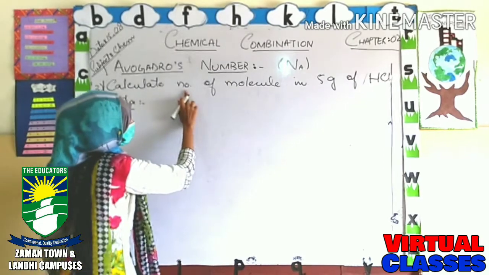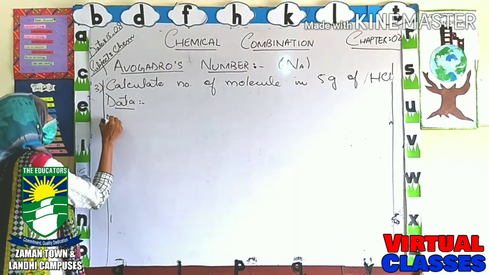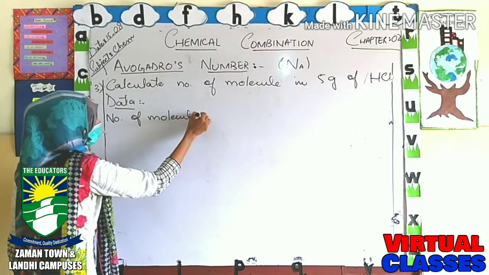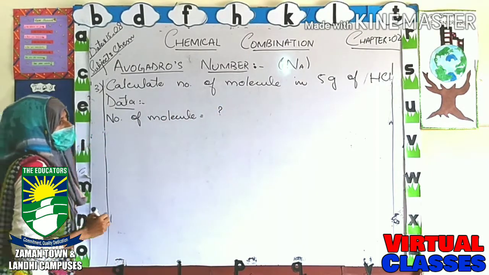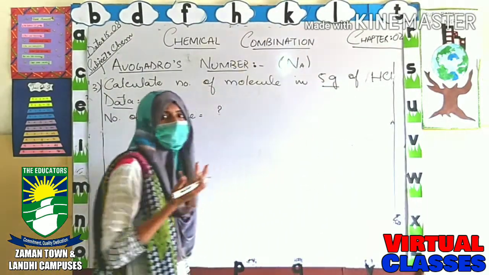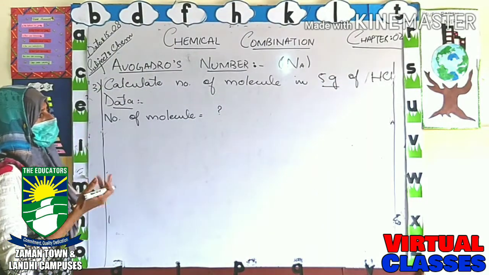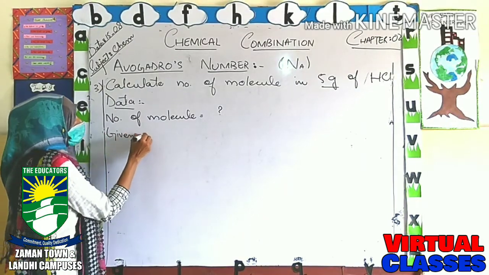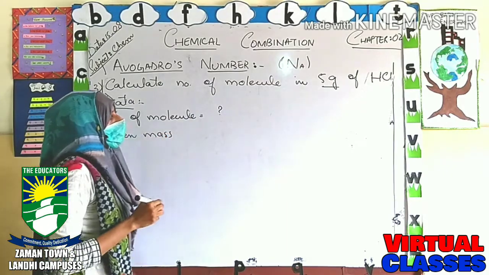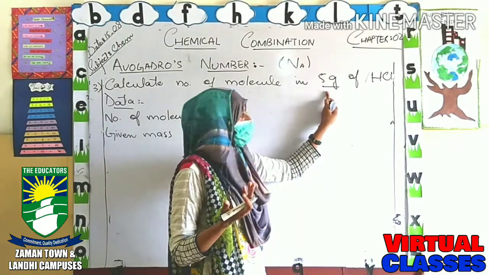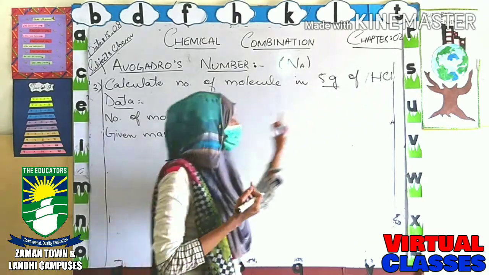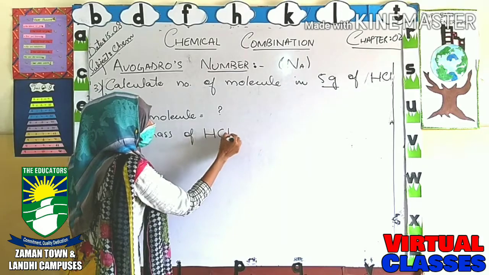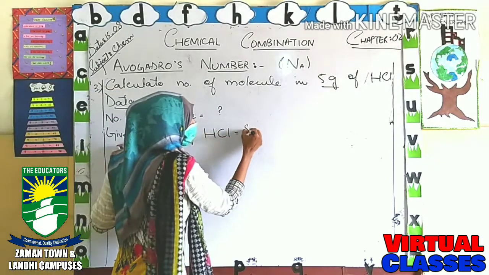They are asking to calculate the number of molecules. What do you have to calculate? Number of molecules. We don't know it. In 5 gram, what is gram? We know that gram is a unit of mass, so it would be the given mass. It is the mass of what? It is the mass of HCl. So you will mention here given mass of HCl. How much is given? 5 gram.